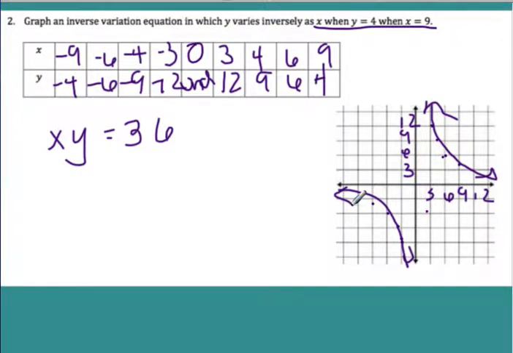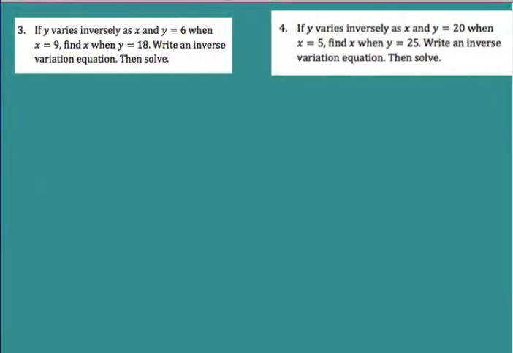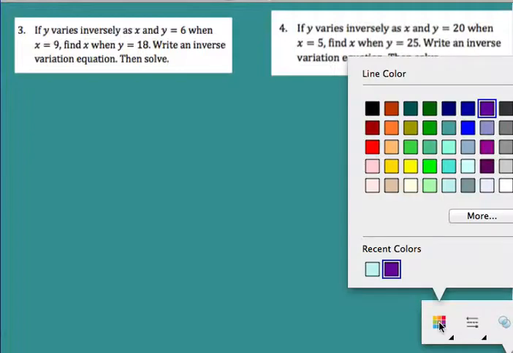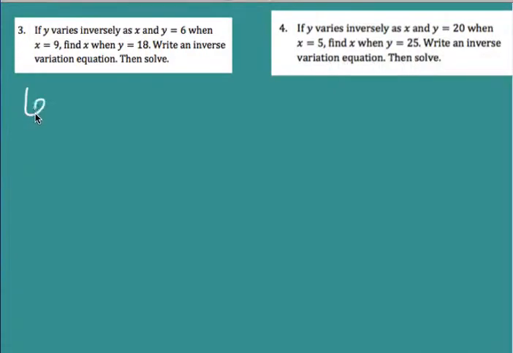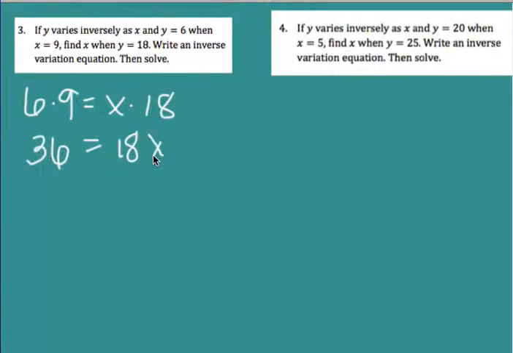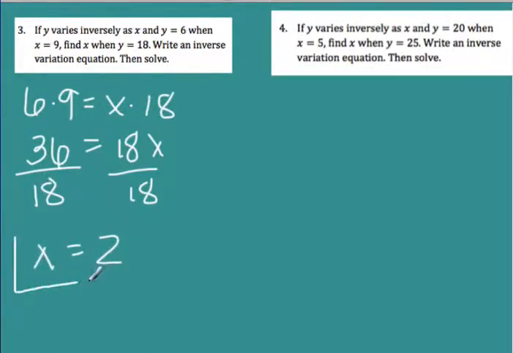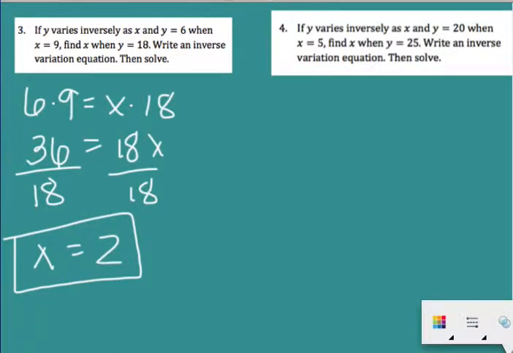So let's go take a look at some product rule problems. Taking a look at number 3, it says y varies inversely, if I can spell, as x when y equals 6 and x is equal to 9. So now we're going to have 6 times 9, and we need to find x when y is equal to 18. Well, 6 times 9 is going to give me 36, and that's going to be equal to 18x. So now to solve for x, I'm going to go ahead and divide both sides by 18, and I end up getting that x is equal to 2. So that's my final answer for number 3.